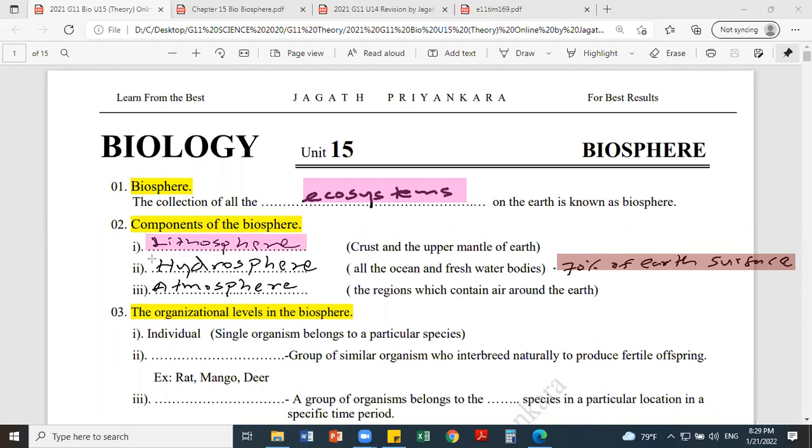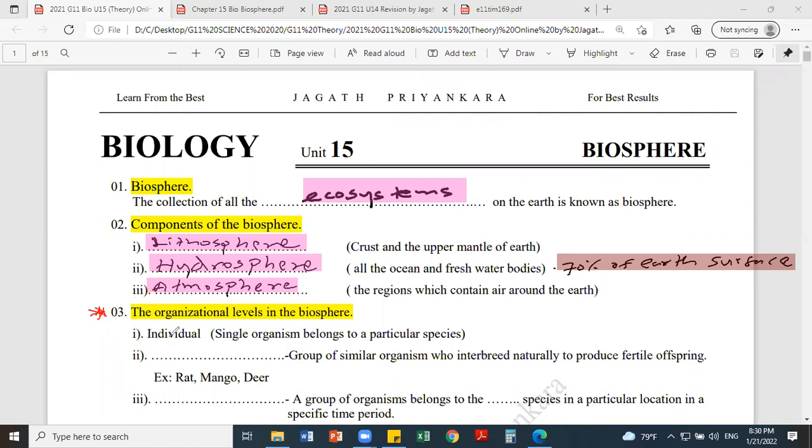Lithosphere, hydrosphere and atmosphere. Number 3, organization. This is very important. 3 stars. This is very important. This is the organization levels of the biosphere. That's what they have given as the learning outcomes in the teacher's guide.